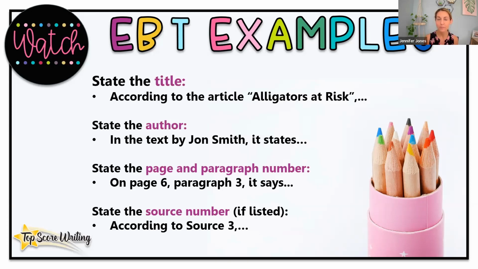So if there's a title, use it. If there's an author, that's fine. If there's a source number, if there's paragraph numbers, you can use all of that information. But if they do not include the title, the author, the source number, then you'll have to use what you have available.